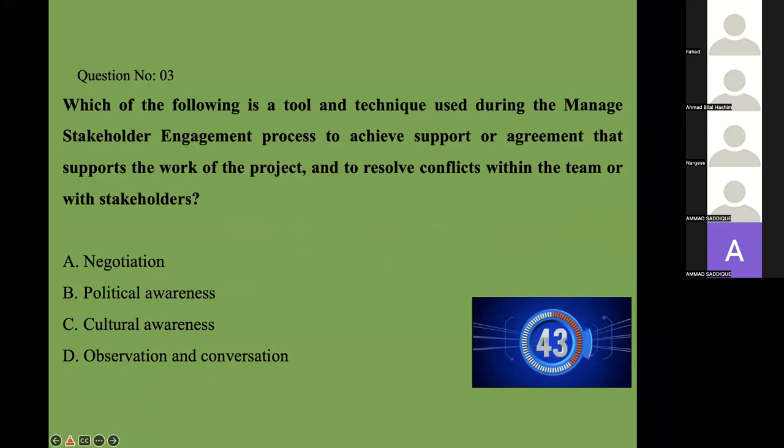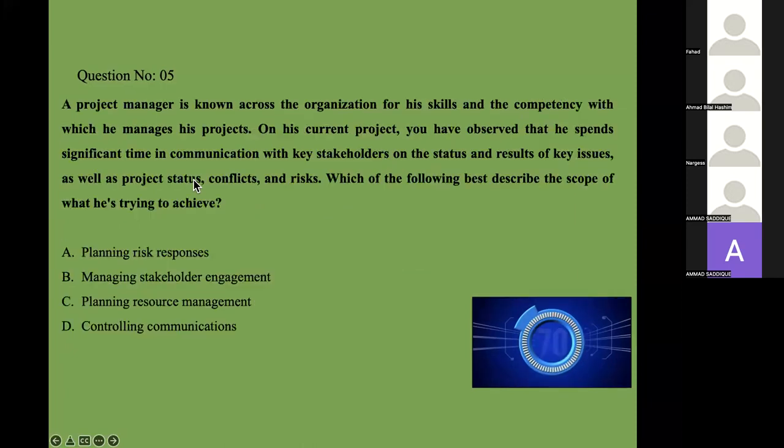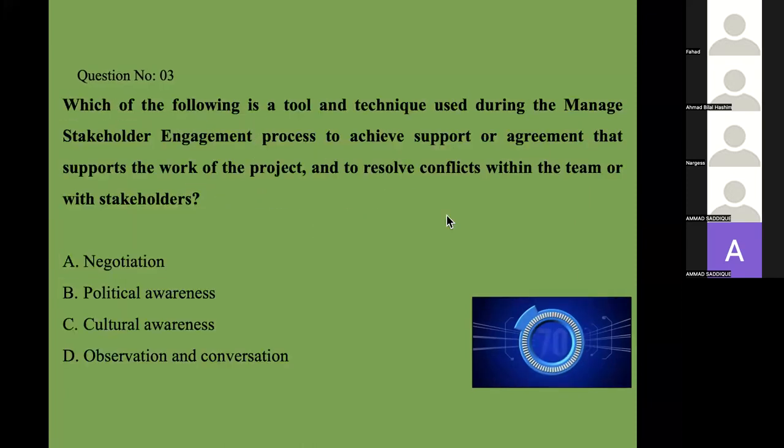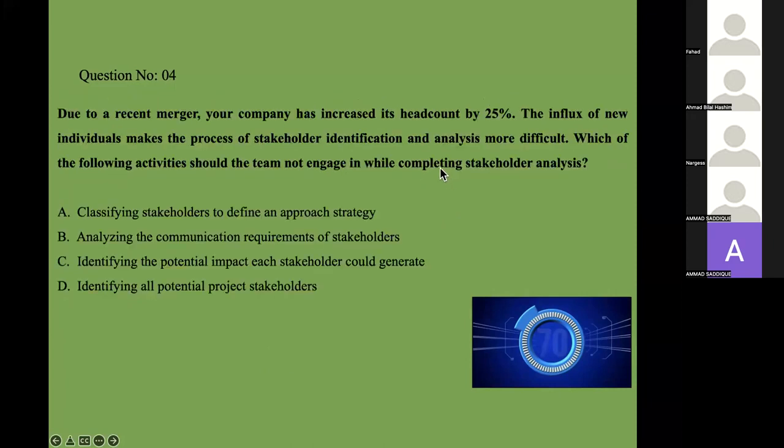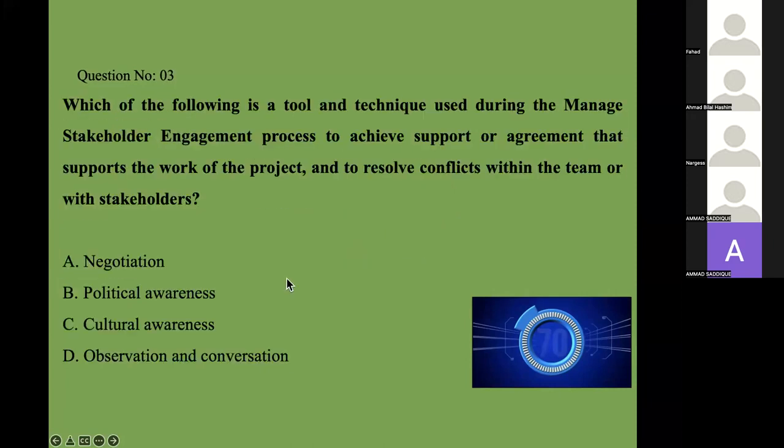Here it is talking about the conflicts. So when we have conflicts, we will have to negotiate. Negotiation should be the right option, I feel. We can keep negotiation. We can eliminate political awareness, cultural awareness, and observation and conversation. When we have conflicts, it's not just that we have to observe it. We'll have to resolve it. So when resolving it, it should be negotiation.